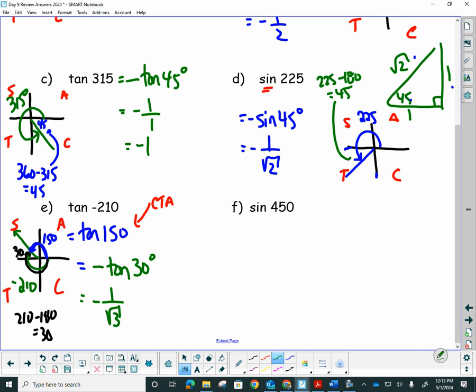So the only difference in this is we had a coterminal angle where we had to figure out which quadrant it's in. Next, sine of 450. Well, hopefully you've noticed that 450 is more than 360 degrees. So we've gone past 360 degrees. So I wonder how far past. So there's 450. If we take away 360, then that leaves me with 90.